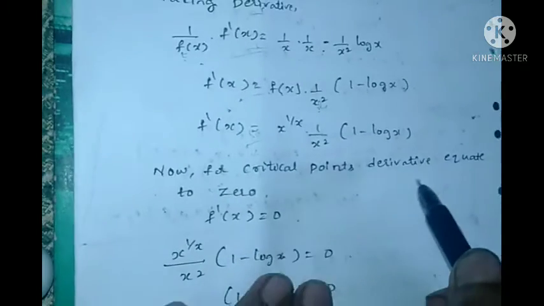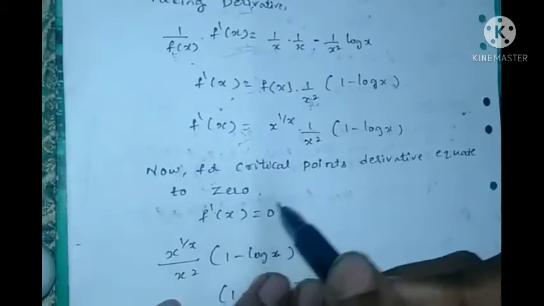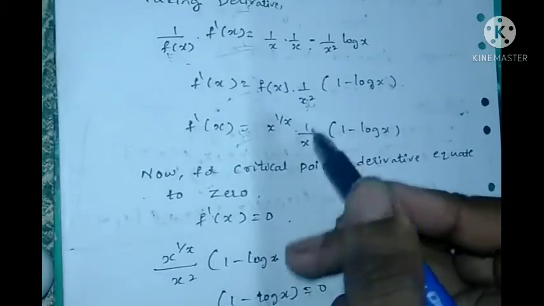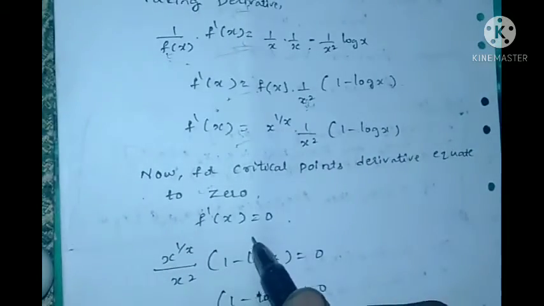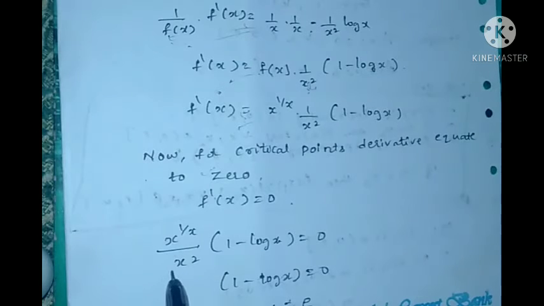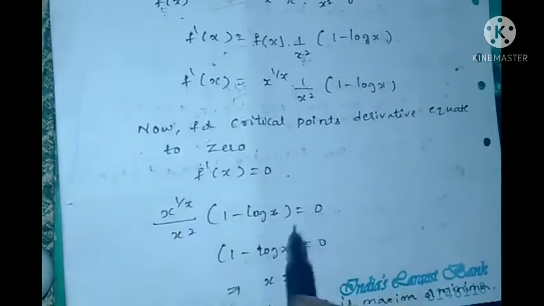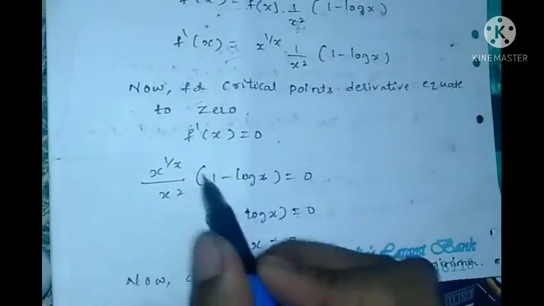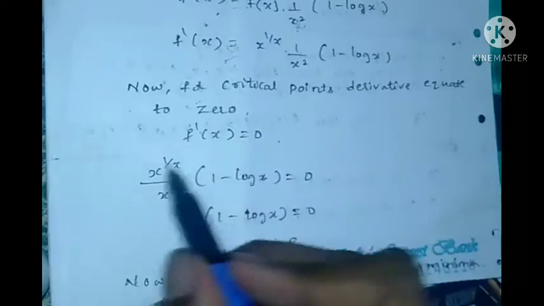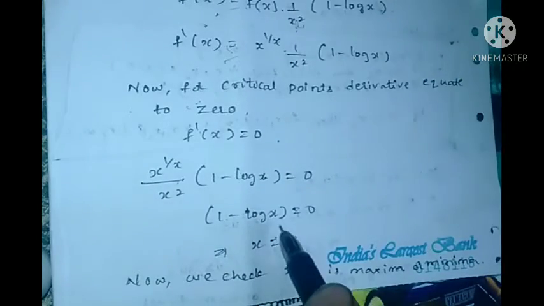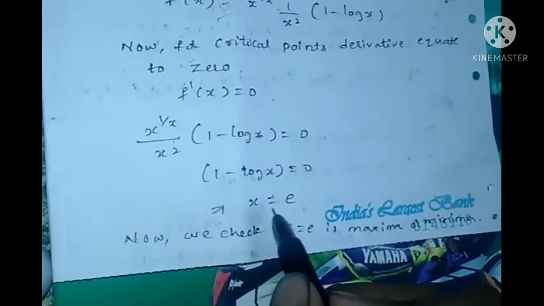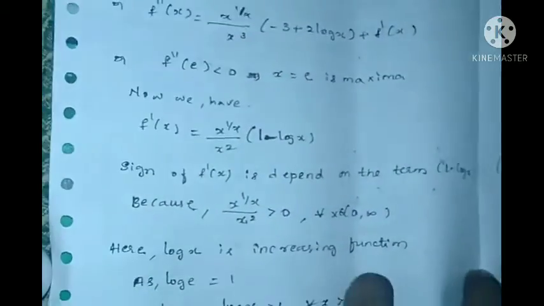Now for critical points, the derivative is equal to 0. Now we have to find the critical points of this derivative. f dash of x is equal to 0, so x power of 1 by x, times 1 by x square, times 1 minus log x is equal to 0, and the first part is not equal to 0. That's why we take 1 minus log x is equal to 0, and this implies x is equal to e. Now we check whether x is equal to e is a maximum or minimum.